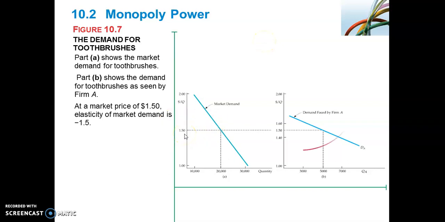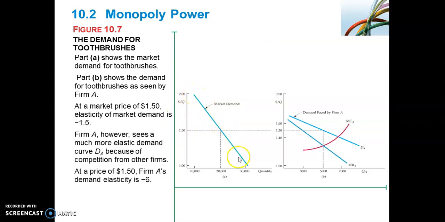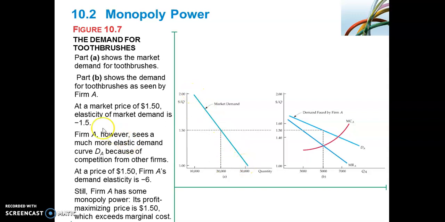Also, the elasticity of demand for the market is minus 1.5. So that is the elasticity of market demand. However, as we're going to see, the elasticity for firm A is going to be minus 6. So as you can see here, this demand curve is more elastic relative to the market demand. Now the question is, how does this impact a firm and its market power?